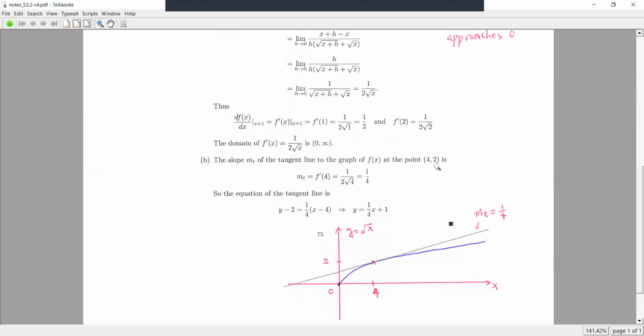After we get the slope of the tangent line, and because we know this point is on the tangent line, we can write down the equation by the point slope formula. Y minus y1, y1 is 2, is equal to slope 1/4, parenthesis x minus x1, x1 is 4. This is the equation of the tangent line. Simplify it, then we get this equation. This is the answer to part B.